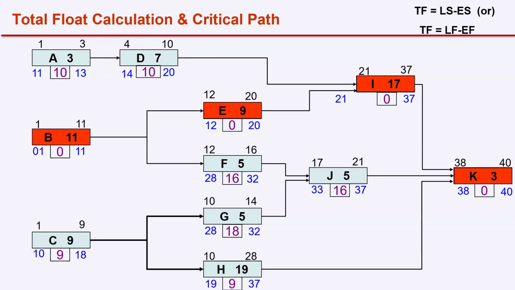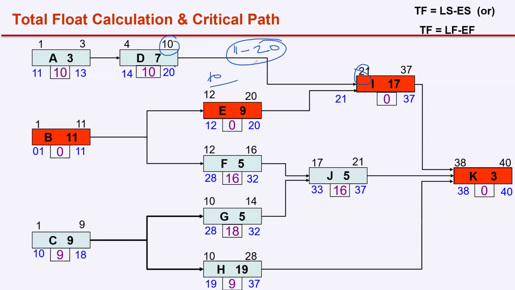Free float is the float between two consecutive activities. If you take the next two activities, D and I, D early finish is day 10. I early start is 21. So from day 11 to day 20, you can delay activity D. None of the other activities will get delayed. So the free float of D is also 10 days.